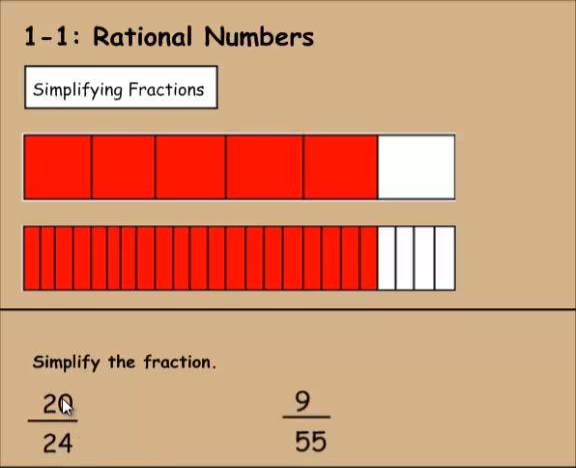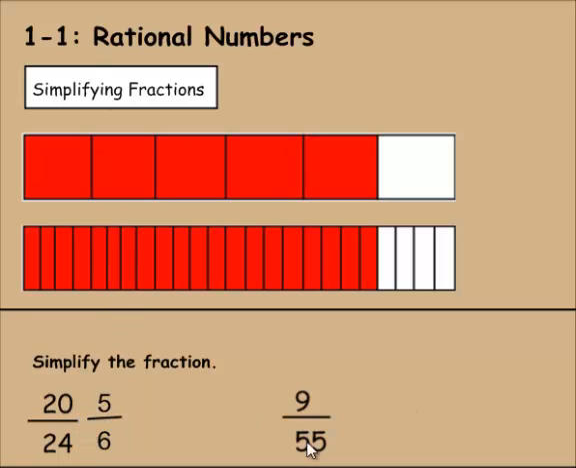And to simplify that, you need to find a common factor. For this one, 20 out of 24, you need to find a number that both of these numbers could be divided by. And for this one, it would be 4. 20 divided by 4 would be 5. 24 divided by 4 would be 6. And what do you know? This is the same, 5 out of 6. So this would be the new fraction we would want.